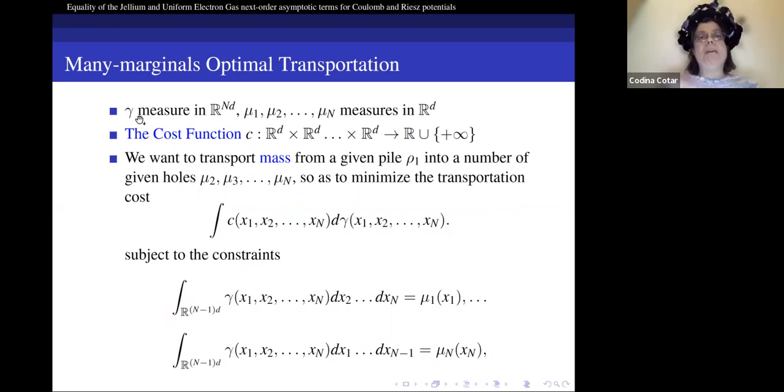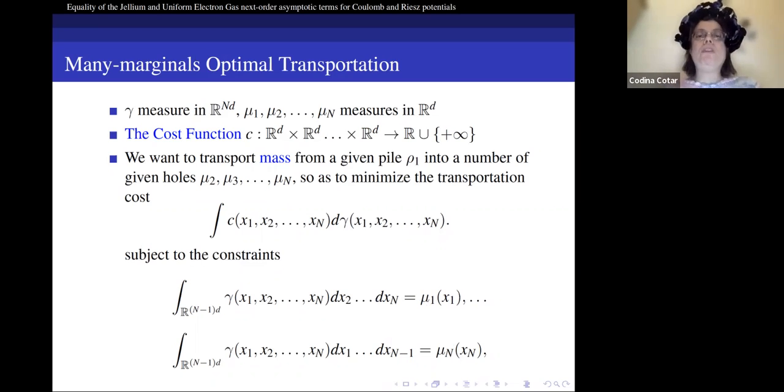So you have a measure in R^{Nd}. You have some marginal measures mu_1, mu_2 to mu_n. You have something called the cost function, which is just a function living on R^{Nd} and takes values in R or infinity. And what we want to do is transport mass from a given pile mu_1 into a number of given holes, mu_2, mu_3 to mu_n. And we want to minimize the transportation cost subject to having the fixed marginals mu_1 to mu_n.